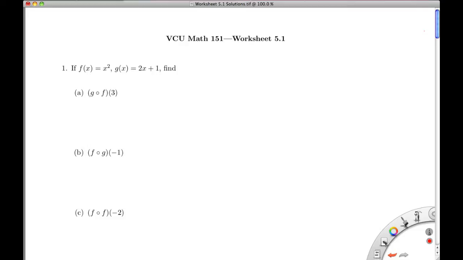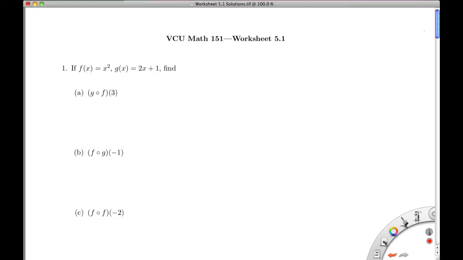And in number 1, we're given two functions, f and g, and we're asked to evaluate a series of different composite functions at a specific given value. So for part A, we're asked to find g composed with f evaluated at x equals 3.